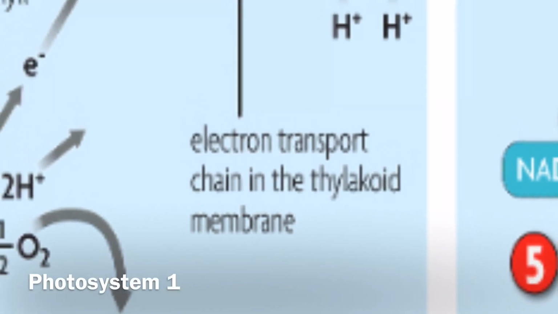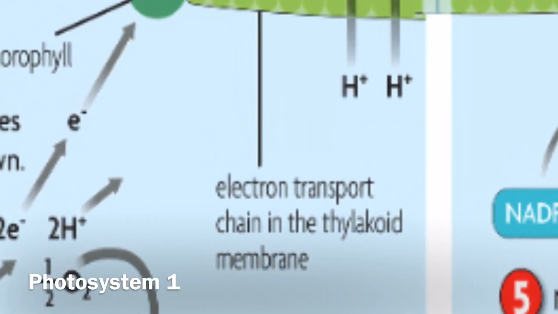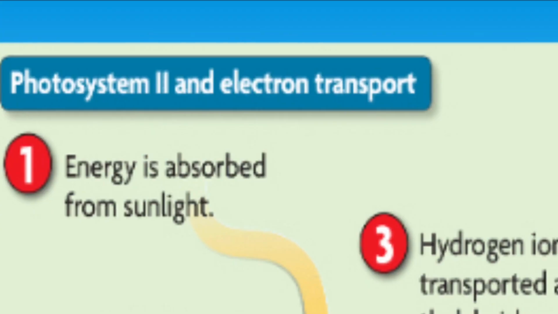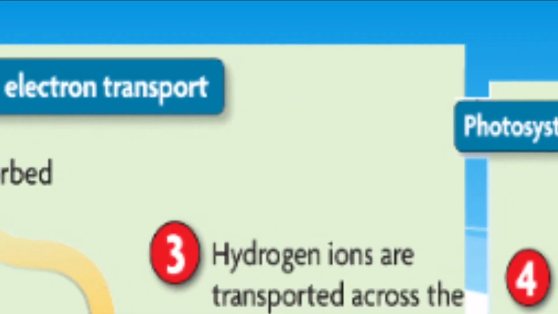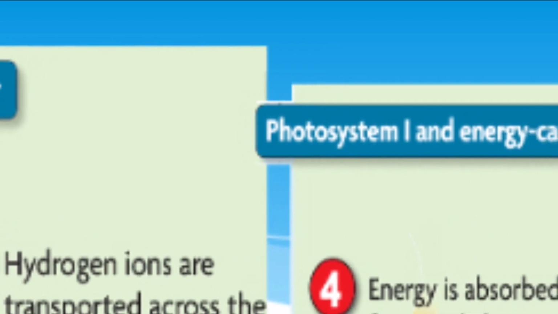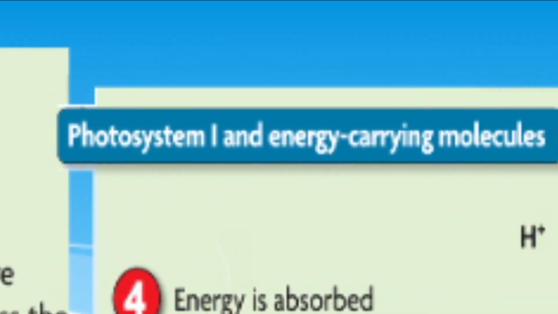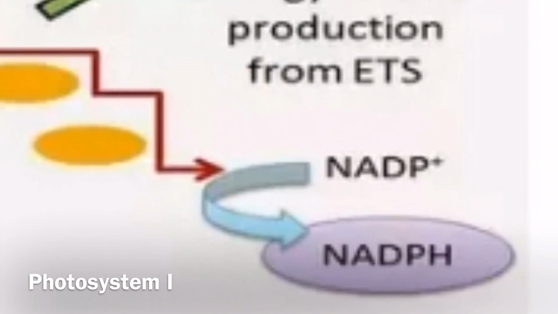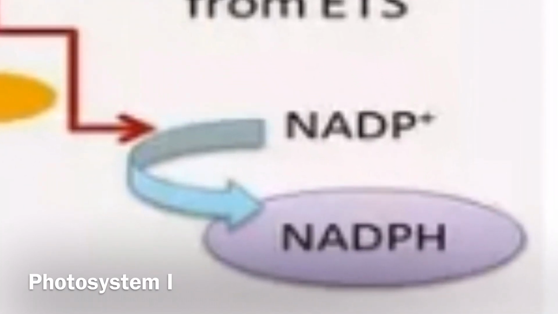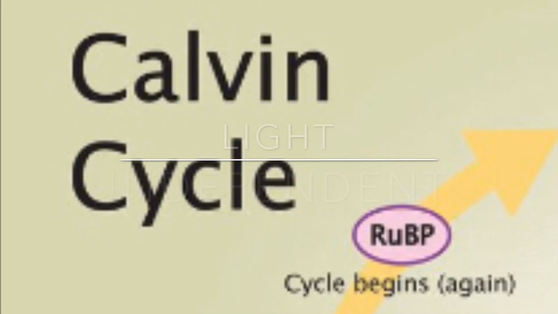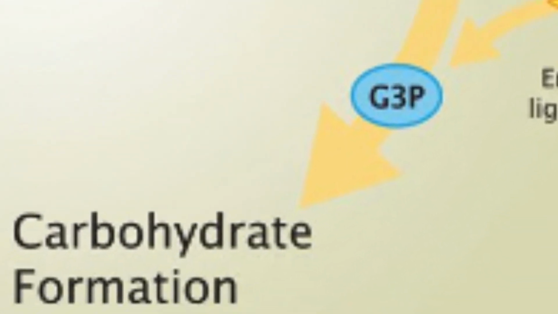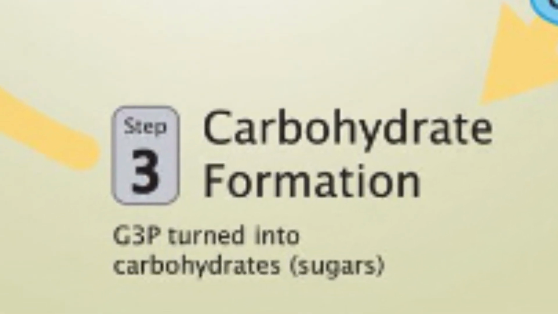They pass through an electron transport chain, then fill an electron hole. Then they're transmitted to a second electron transport chain. Ultimately, the electrons are passed to NADP+. Finally, they create NADPH. The Calvin cycle uses ATP and NADPH to turn carbon dioxide into sugar.